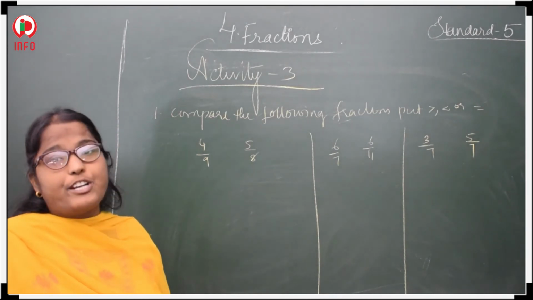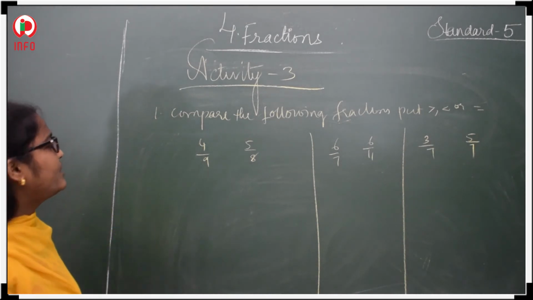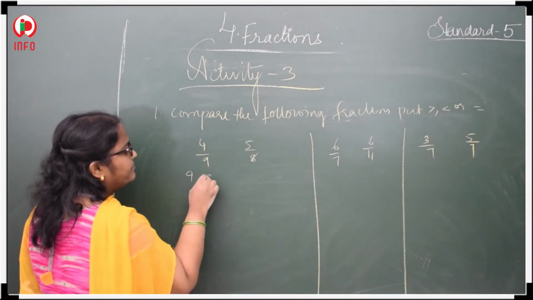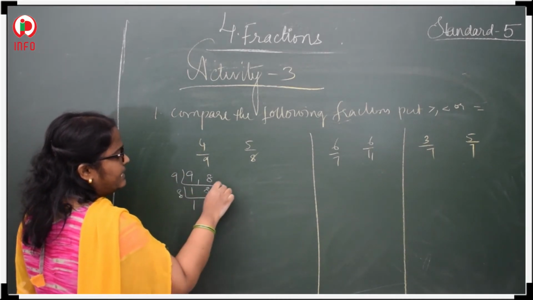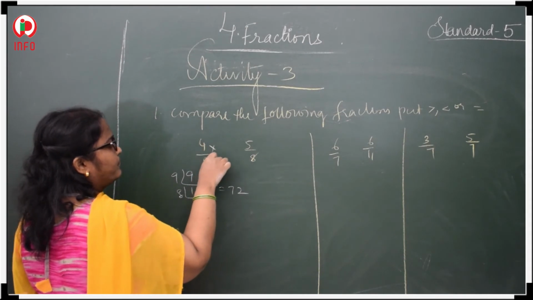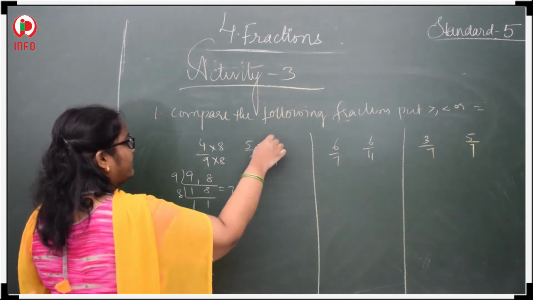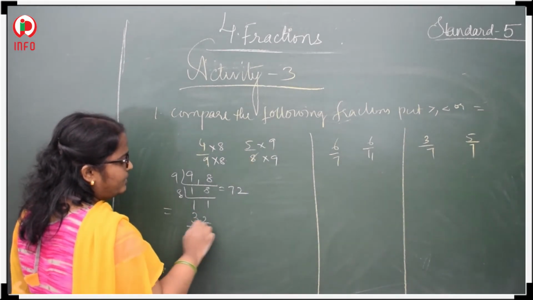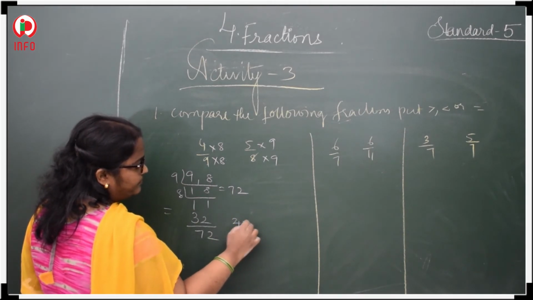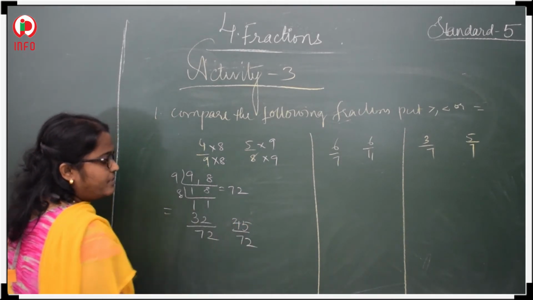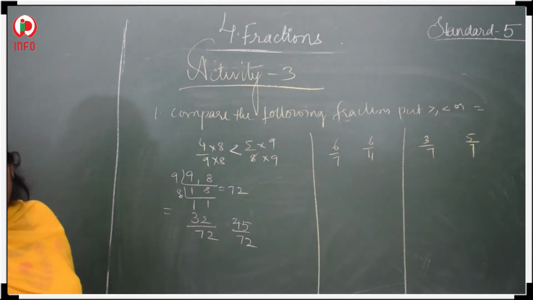Compare the following fractions, put greater than, less than or is equal to. Okay children, so we have to go with LCM. 9 eights are 72. 8 nines are 72. 8 fours are 32, 9 eights are 72, 5 nines are 45. So which symbol do we have to keep here, children? We have to keep the less than symbol.